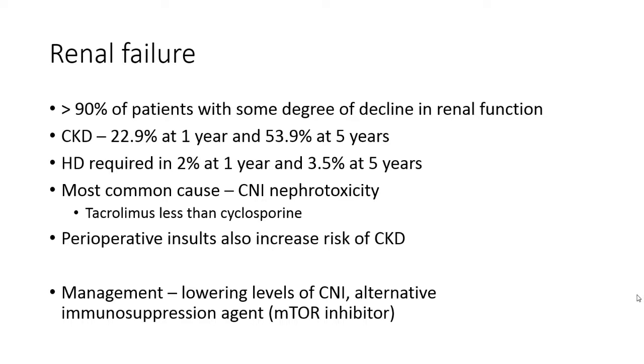Management, if able, is lowering the doses of your immunosuppression, your calcineurin inhibitors, and then considering alternative immunosuppression agents like the mTOR inhibitors. And actually, there was a talk when we just went to ISHLT about upfront starting people on a 4-drug regimen with an mTOR inhibitor so that you can reduce the dose of your calcineurin inhibitor. And their outcomes, at least so far, looked somewhat promising to try to lower the incidence of renal injury.